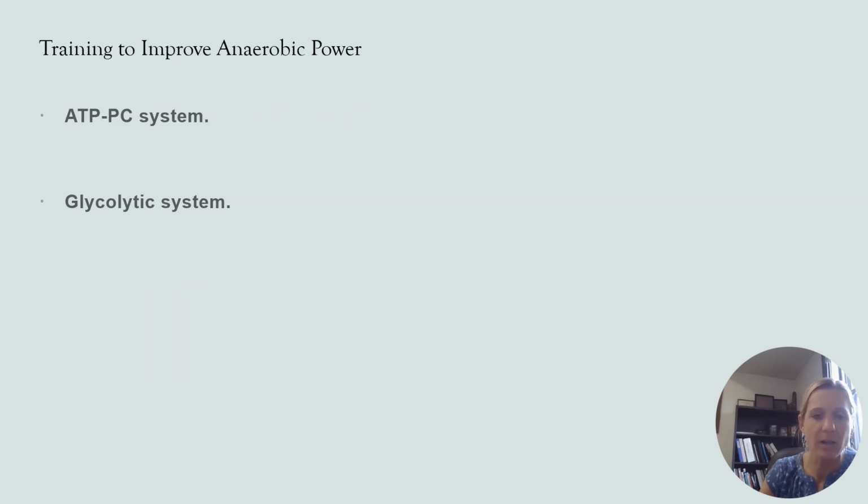Okay. So how do we train to improve the other two systems? So we talked a little bit about what we would do for the aerobic athlete and to kind of focus on the aerobic side of things. We can also do some different workouts to specifically focus on the ATP-PCr system and also on that anaerobic glycolytic system.